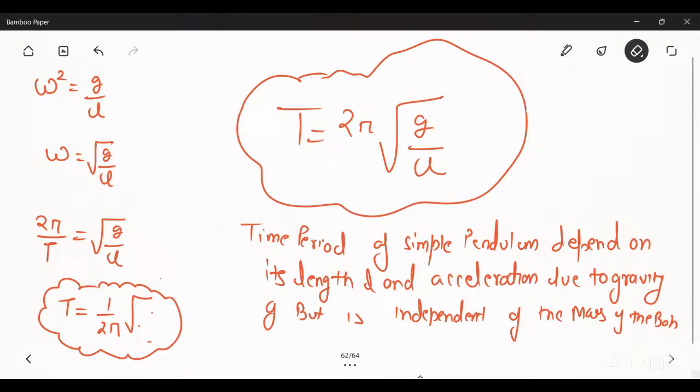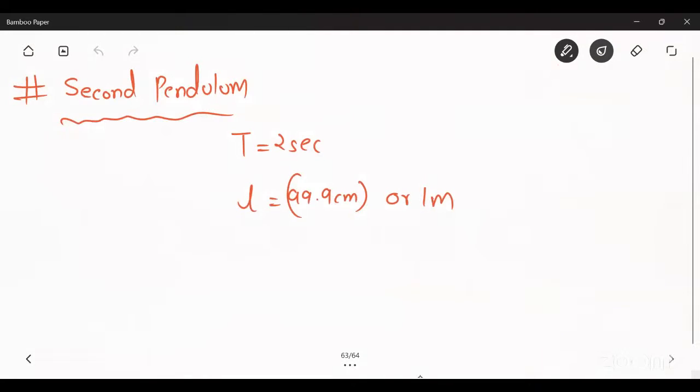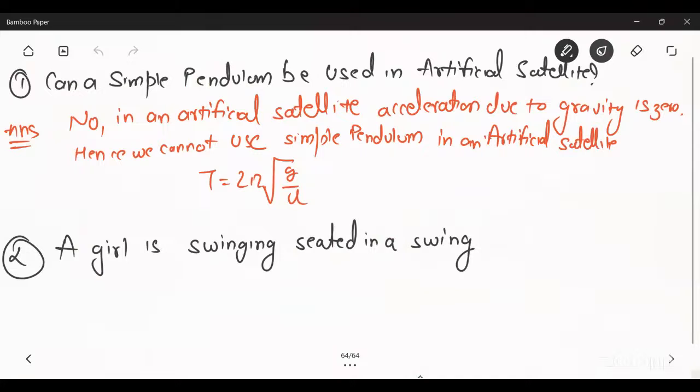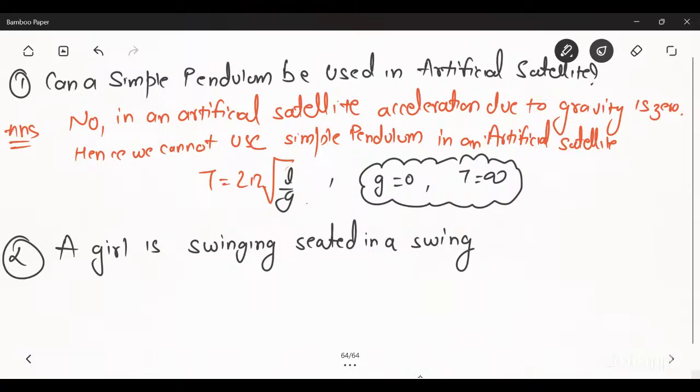Here we have written something wrong, because if you take the reciprocal of both sides, the time period will be 2 pi under root L by G. So 2 pi under root L by G is the correct answer. The frequency will be 1 upon that. And if G is 0, then the time period will be infinite. That's why we cannot use a simple pendulum in an artificial satellite.